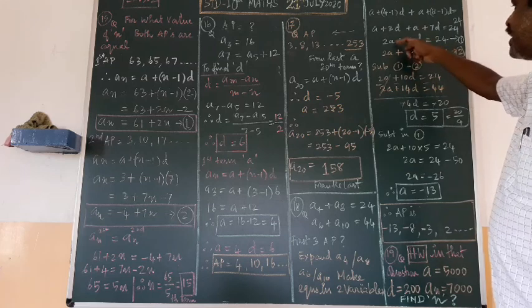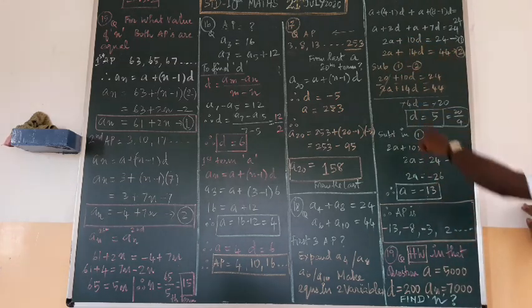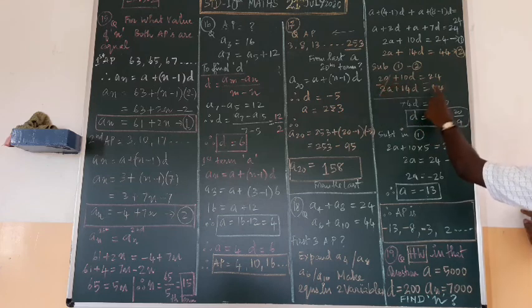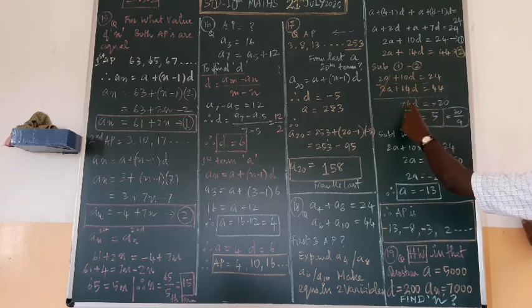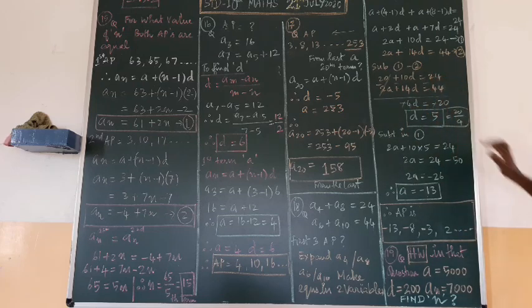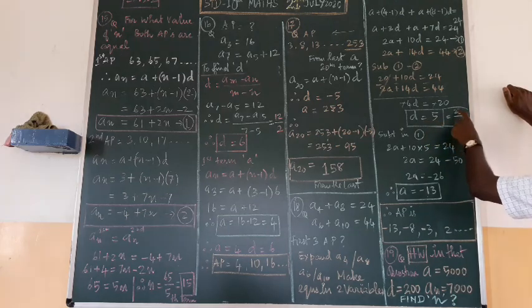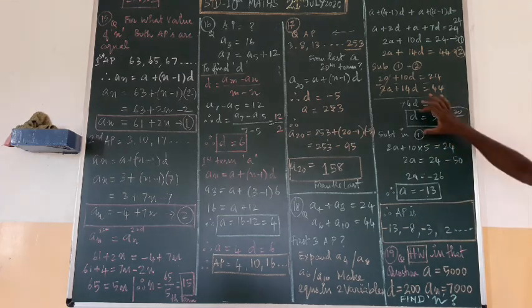So I am directly subtracting because 2a is there. When I subtract, the 2a cancels and the sign changes: 10 minus 14, so minus 4d. Here 24 minus 44 is minus 20. So if we calculate, d equals 5. How? 20 divided by 4. So d we have calculated.